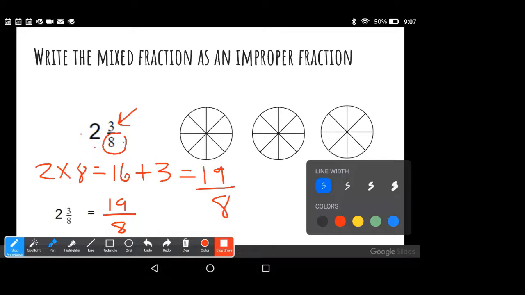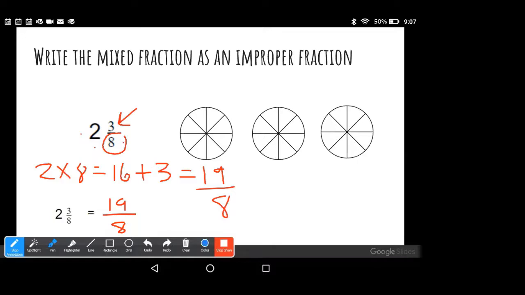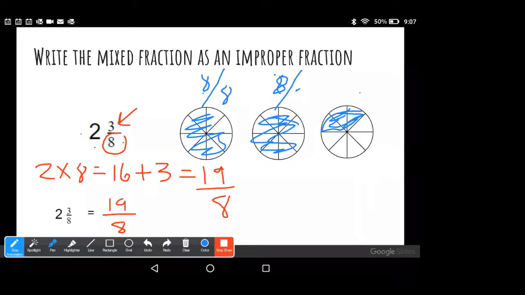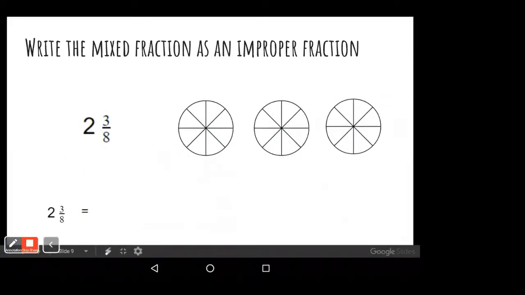Okay, if you need the picture, think about 2. You've got 2 whole pizzas here, plus 3 pieces of this third pizza. So you've got 1, 2, and 3/8. So this is 8/8, this is 8/8, and this is 3/8. And if I add those all together, I get 8 plus 8 is 16, plus 3 is 19/8. So a couple of different ways to think about it. But I want you to get some practice on that and get a little better at that.